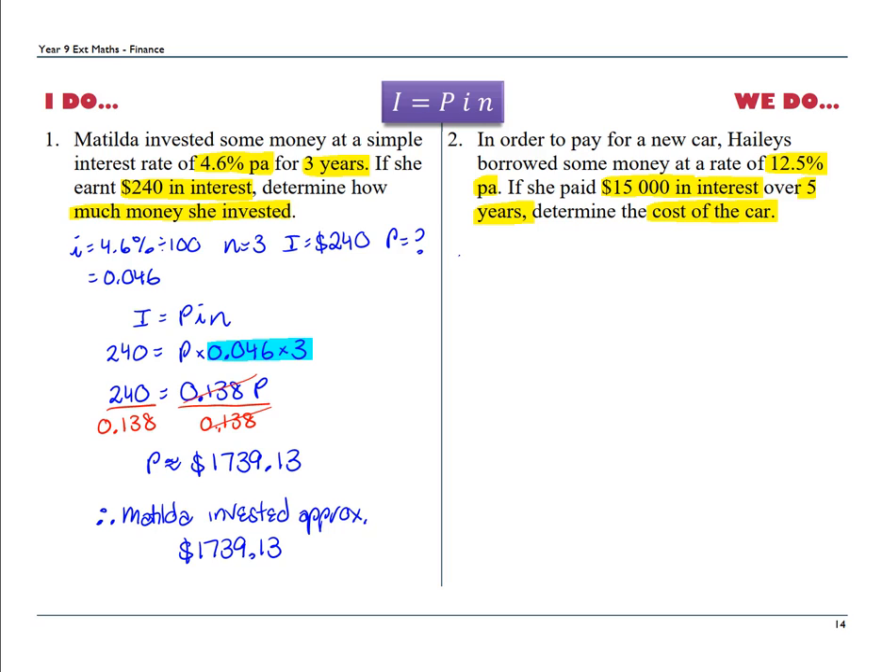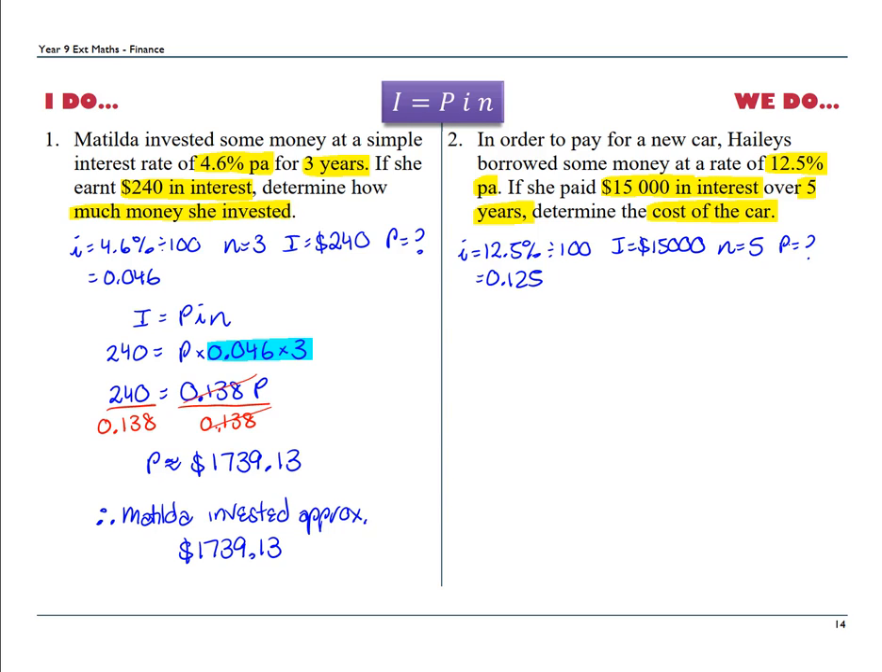So let's write down what we've got. Our interest rate was 12.5%. We need to divide that by 100. So that's 0.125. Our capital I, where that interest is 1,500. Our N is 5. We want the cost of the car, so that's our principal, which we don't know.